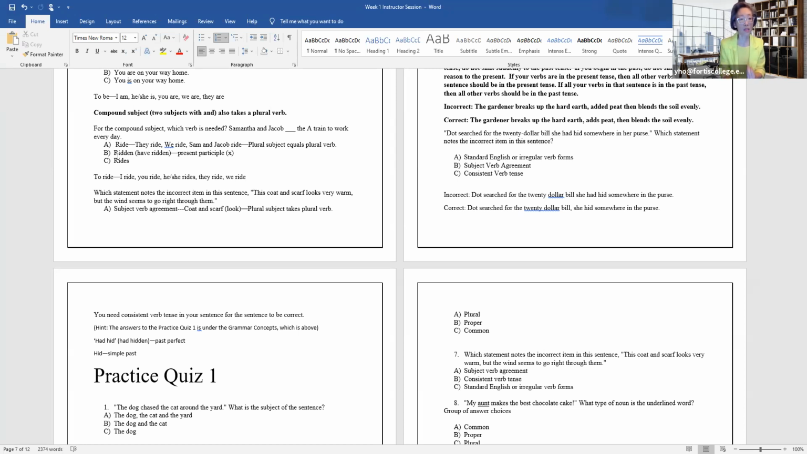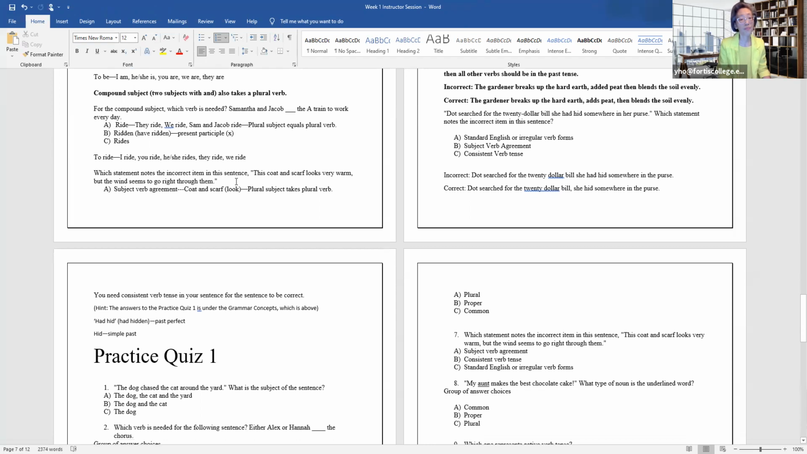And so for the compound subject, which verb is needed? Here you have Samantha and Jacob. So that's two people. And so they ride. So Samantha and Jacob ride the A train to work. If you're not sure, you can always go, they ride, he rides, they ride. And if you see a compound subject, it always takes the verb without the S. So here A is the correct answer. And so here's the correct conjugation of the verb ride: I ride, you ride, he or she rides, they ride, we ride.